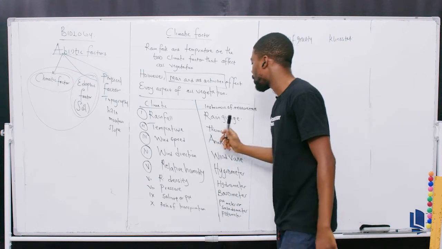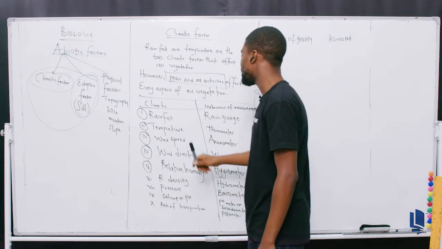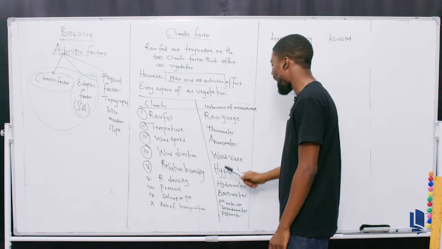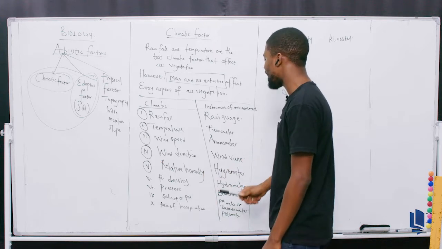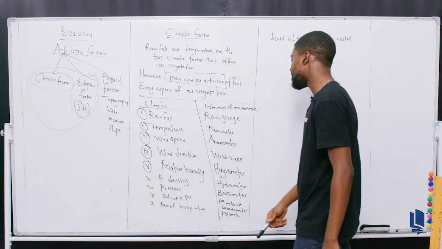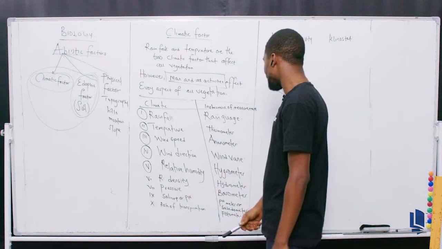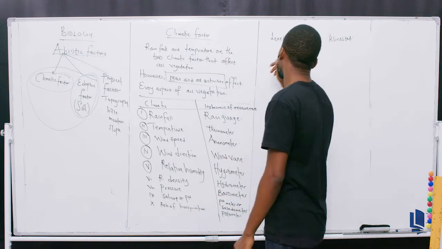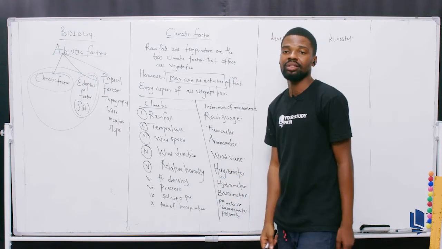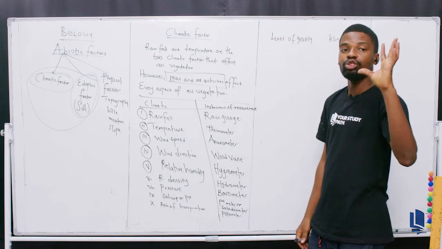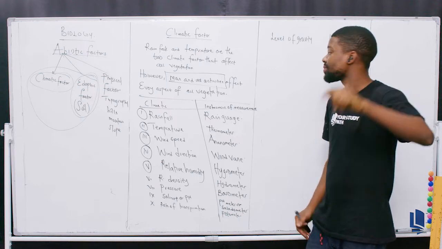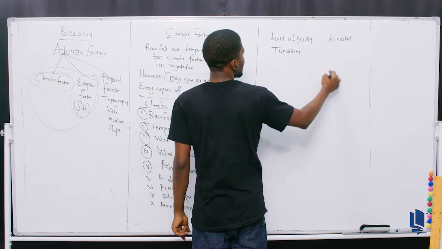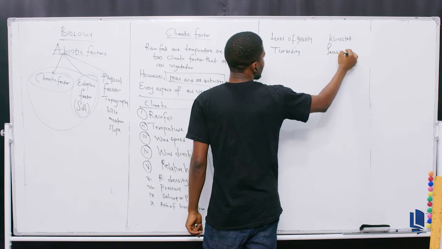Now, I said rainfall, rain gauge; temperature, thermometer; wind speed, anemometer; wind direction, wind vane; relative humidity, hygrometer; relative density, hydrometer; pressure, barometer; salinity or pH, pH meter or salinometer. Then we got rate of transpiration, potometer; level of gravity, clinostat. And then we got this one, which is the level of turbidity, we call it the Secchi disc.